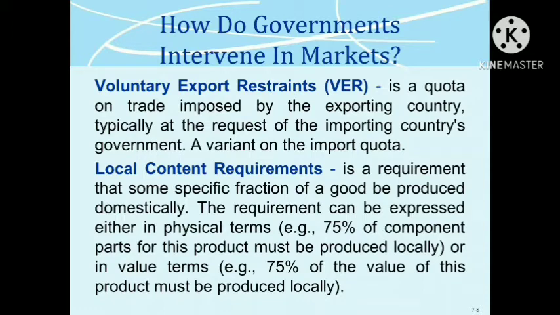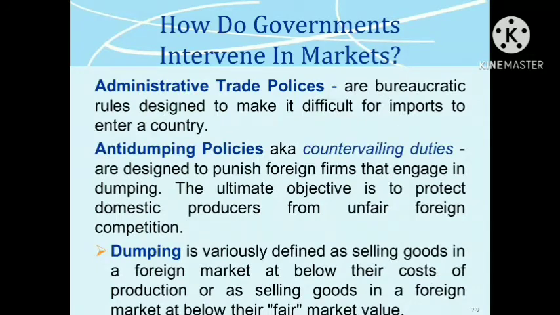Then we have local content requirements, a requirement that some specific fraction of a good be produced domestically. The requirement can be expressed either in physical terms, let's say, for example, 75% of component parts for this product must be produced locally, or in value terms, let's say 74% of the value of this product must be produced locally.